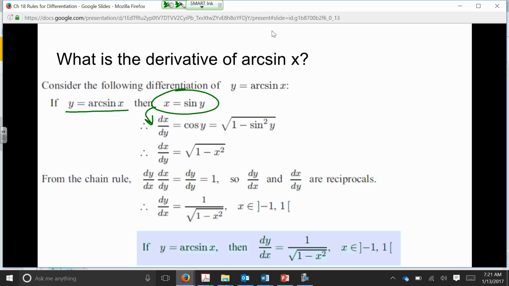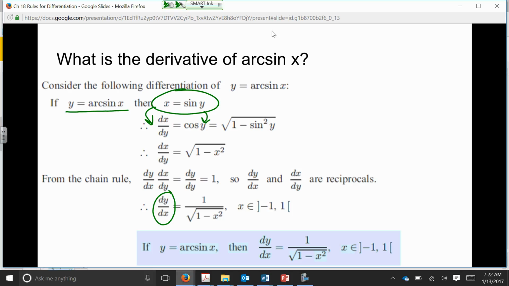Right now, that's okay. We're just going to leave it like that. But eventually, obviously, the goal is to get it back to dy dx. But let's go through this little exploration of how we get there. So, the derivative of x is dx dy. The derivative of sine of y is the cosine of y. We talk about that in the trig derivative section.